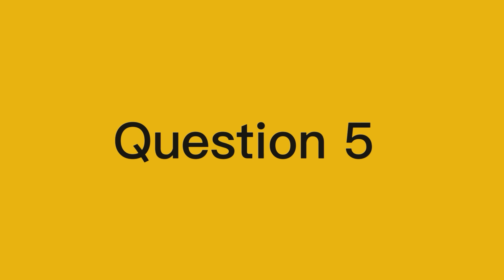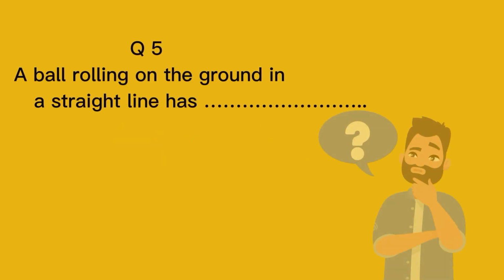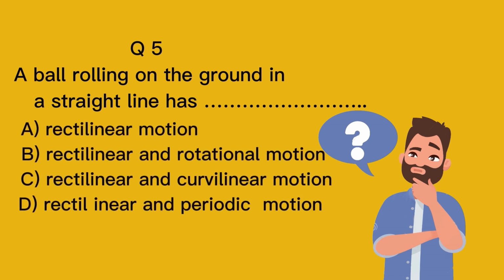And question number 5, here it is. A ball rolling on the ground in a straight line has blank. A. Rectilinear motion. B. Rectilinear and rotational motion. C. Rectilinear and curvilinear motion. And D. Rectilinear and periodic motion.